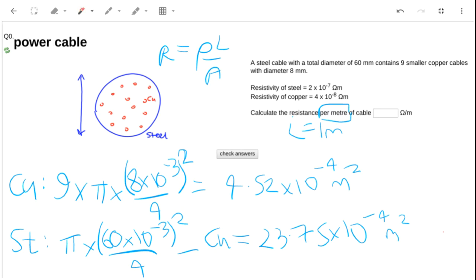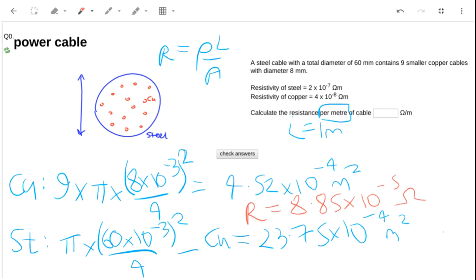Now, I still need to get the resistances. The length is 1. I know the resistivity and I know the area. It's just the resistivity of each one divided by the area of each one. So using the resistivity of copper, that's 4 times 10 to the minus 8, and I'll divide that by 4.52 times 10 to the minus 4. That gives me 8.85 times 10 to the minus 5 ohms.